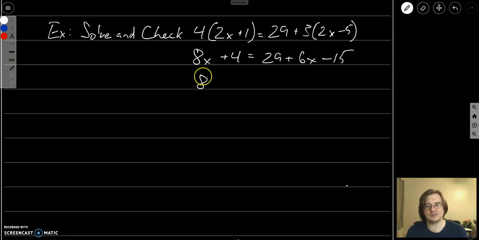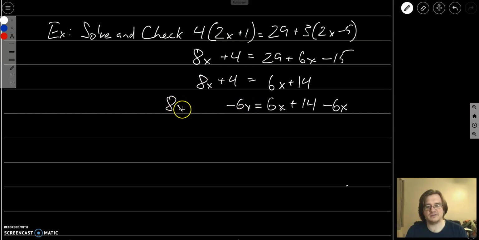We've got a little bit more simplifying to do on the right-hand side. So 25 minus 15 will be 14. And we still have that 6x. Next, I've got a 6x on this side. So what I want to do is subtract 6x from both sides.